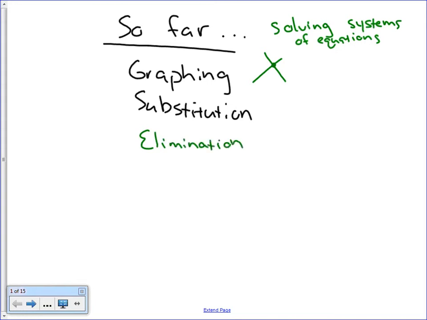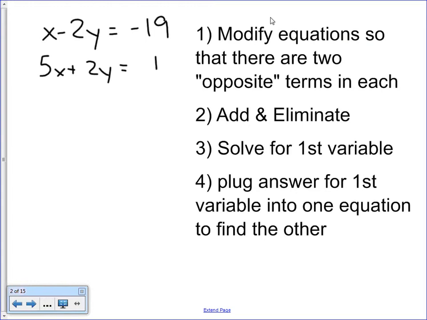So, another way of solving systems of equations, and I'm going to show you guys how to do this. Once again, you're going to see a system of equations like we do here: x minus 2y equals negative 19, and 5x plus 2y equals 1. The first thing that we're going to do is modify the equations so that there are two opposite terms in each equation.